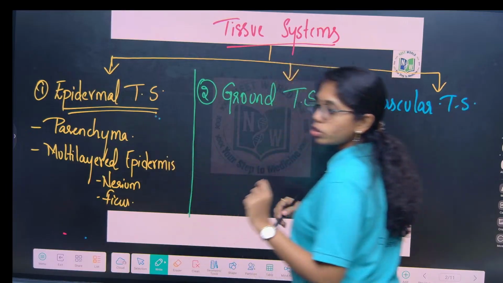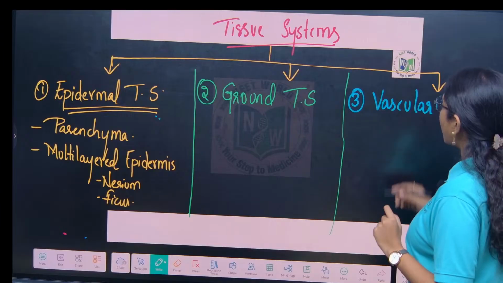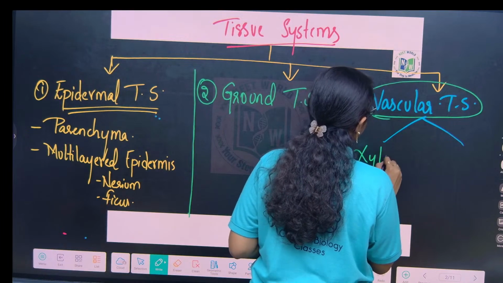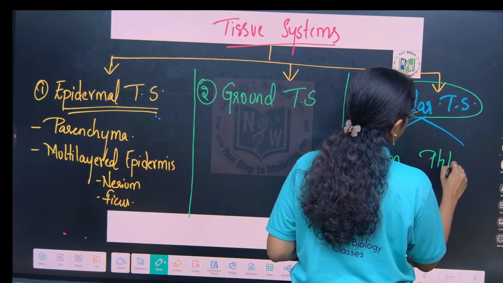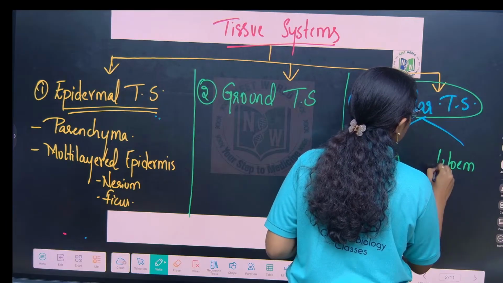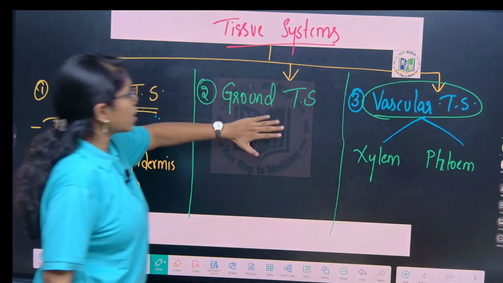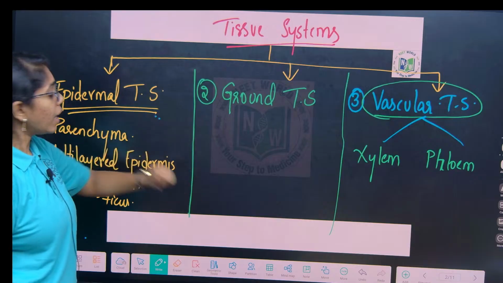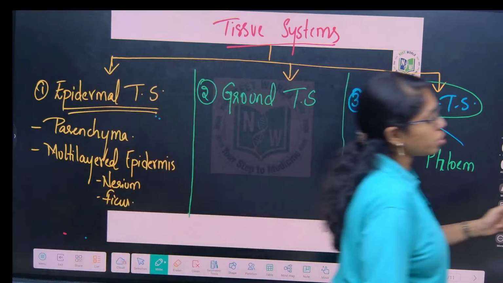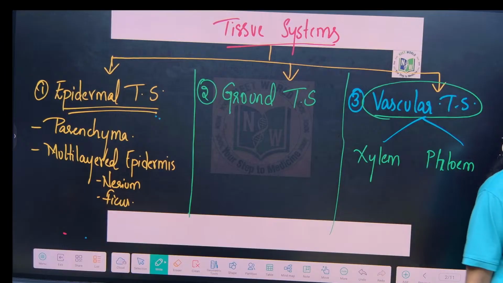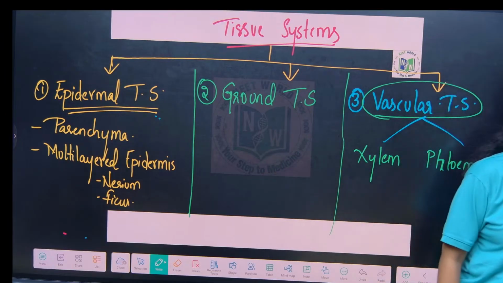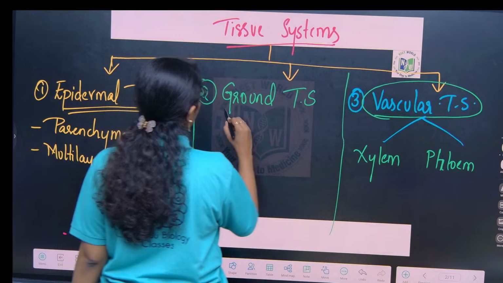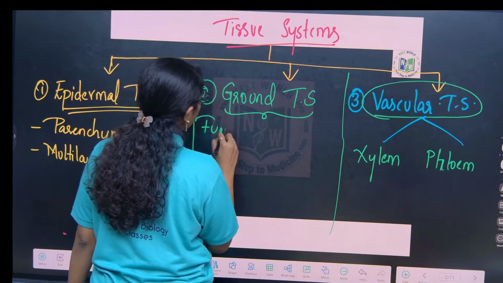Epidermal tissue system includes only epidermis. Vascular tissue system includes xylem and phloem. What does ground tissue system include? Everything in the plant, all the components apart from epidermis and vascular tissues like xylem and phloem, all come under the ground tissue system. That is the reason ground tissue system is also called fundamental tissue system.